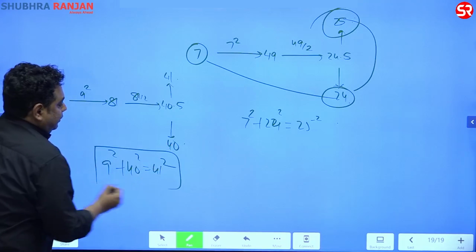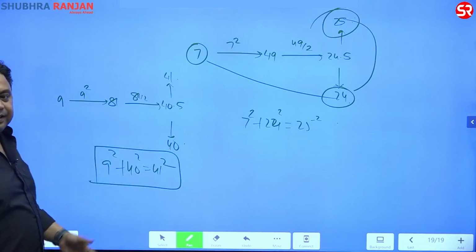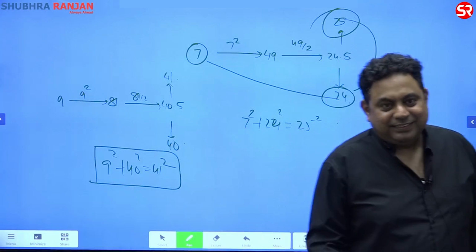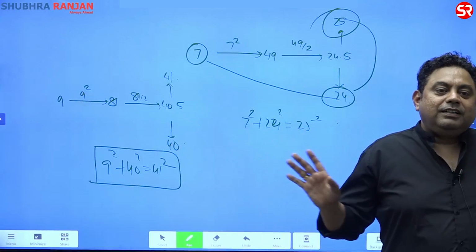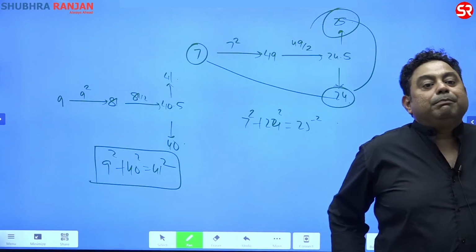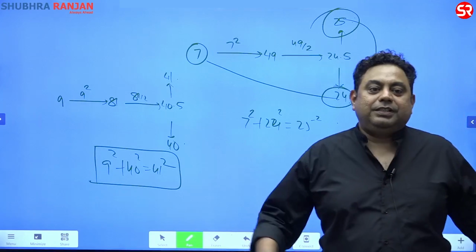Now you don't need to remember that chain. उसी के members आ रहे हैं. Start कुछ नहीं करना. This is one information. Now we will implement it in the questions.